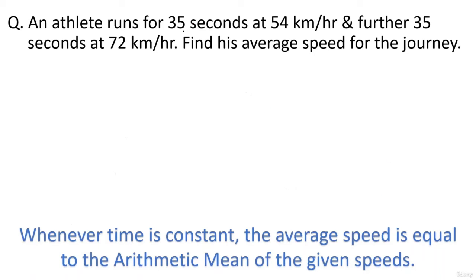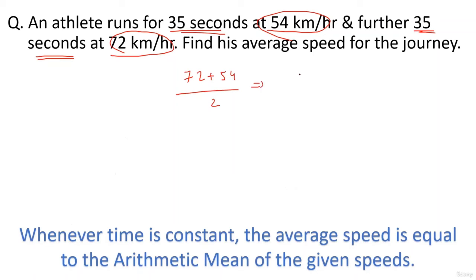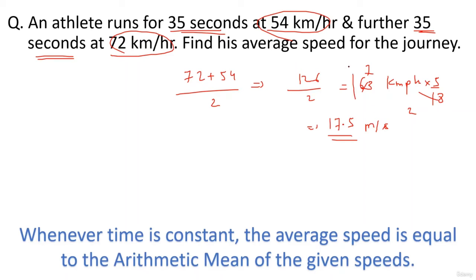Next time, if you observe that for the calculation of average speed, the time of both legs of journeys is same, 35 seconds like in this case, 35 seconds in the second case, right? The average speed will be directly the arithmetic mean of 72 and 54. 72 plus 54 divided by 2. 126 by 2 is 63 kilometers per hour. You can multiply it back by 5 by 18, you'll get the same answer as before, 17.5. 35 upon 2 is 17.5 meters per second if you want the answer in meters per second. Otherwise, you might keep it as such, 63 kilometers per hour, right?